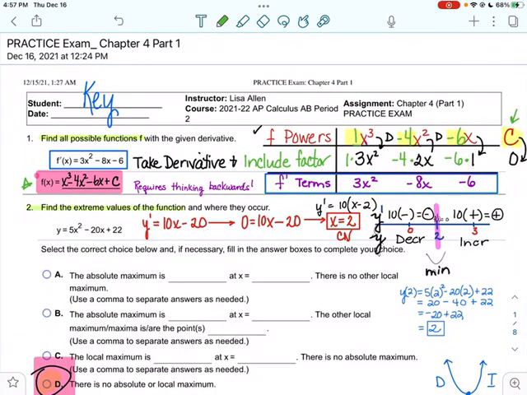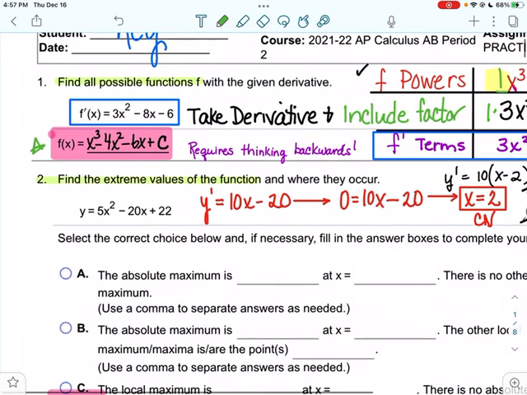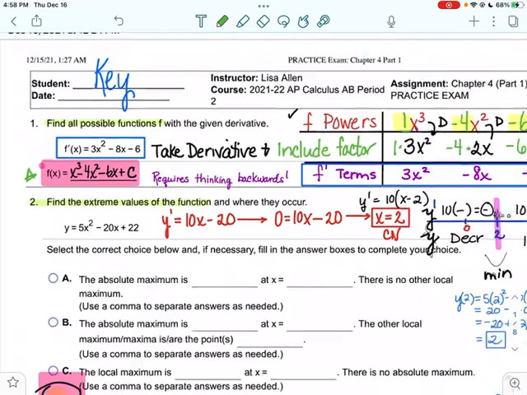So it says find all possible functions. This is what we refer to as a family of functions in the answer for number 1. Okay, so they're a family because the constant c is just going to cause that vertical shifting of x cubed minus 4x squared minus 6x. Okay, all right, that's number 1.